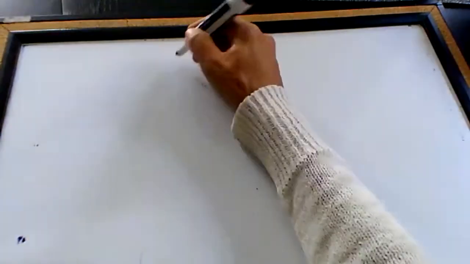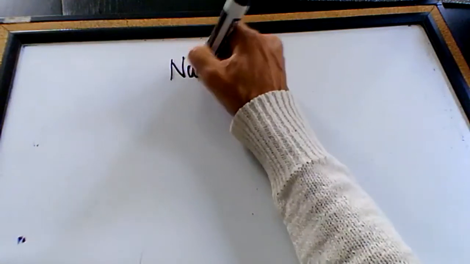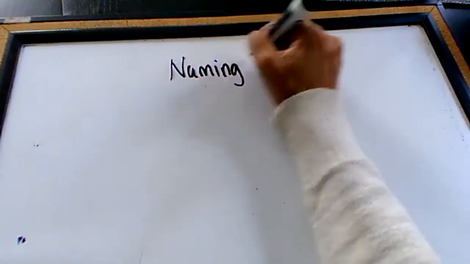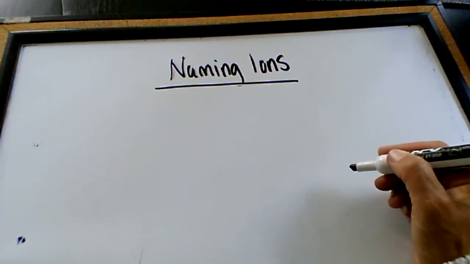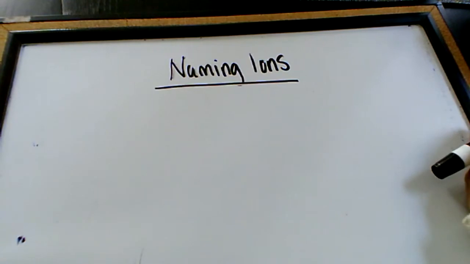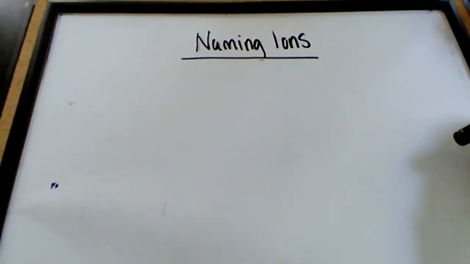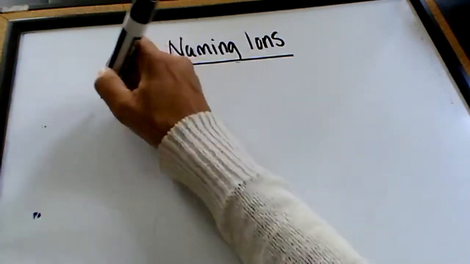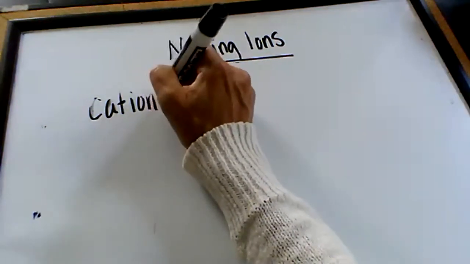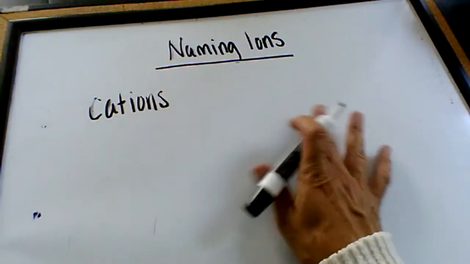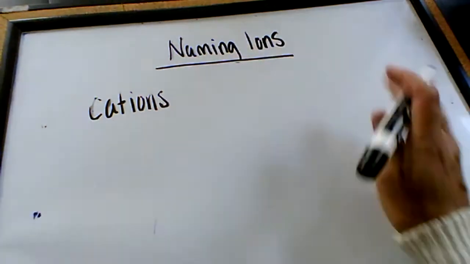Okay, so let's just look a little bit. I did this with my class last year for the first time, and I was really glad that I did it. We took a moment to look at naming ions. It provoked questions, and that meant learning was happening. So let's talk about cations first, and then we'll do anions.